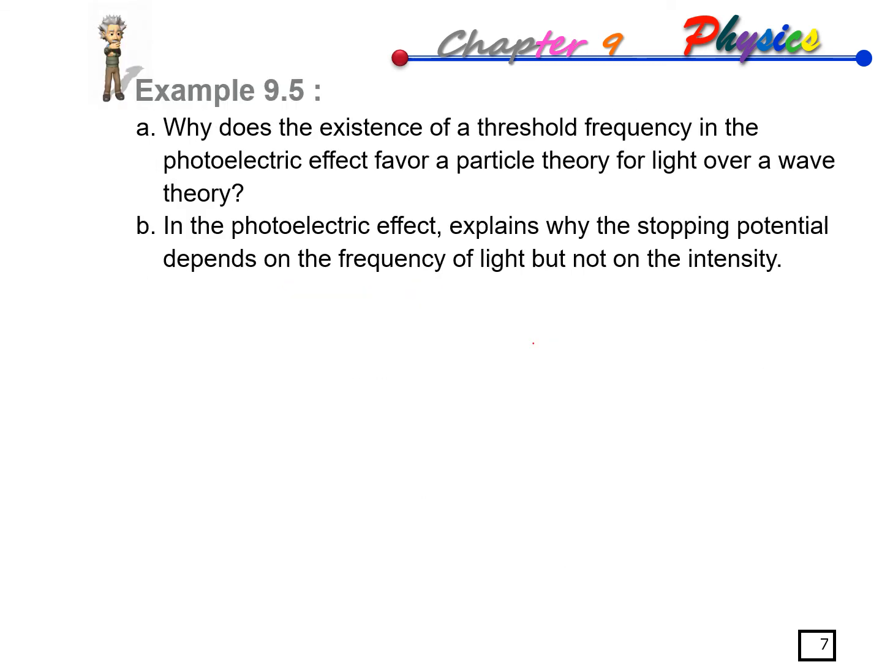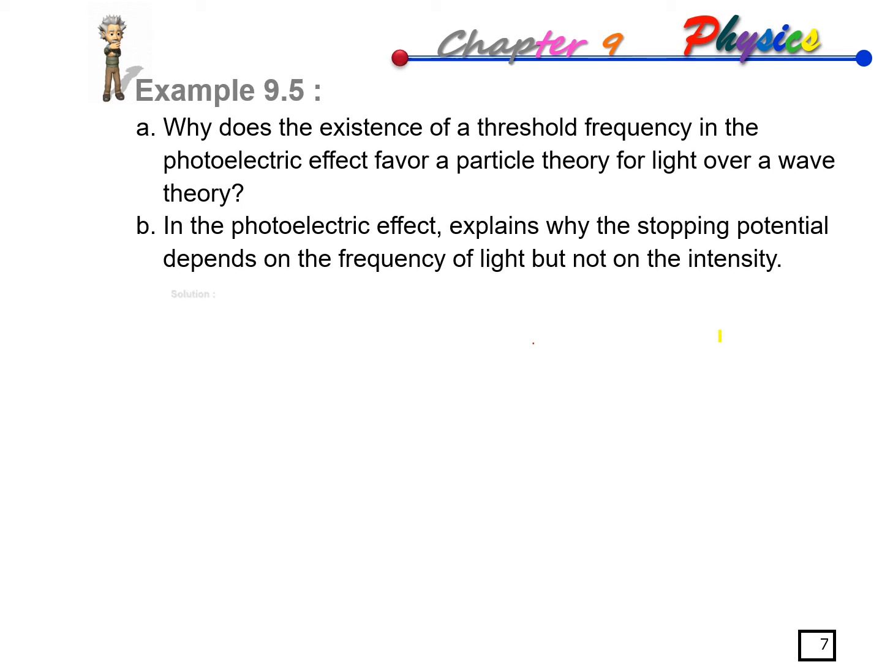So for example 9.5, this one is an explanation. Why does the existence of a threshold frequency in the photoelectric effect favor a particle theory for light over a wave theory? Provide one suitable explanation. In the photoelectric effect, explain why the stopping potential depends on the frequency but not on intensity.